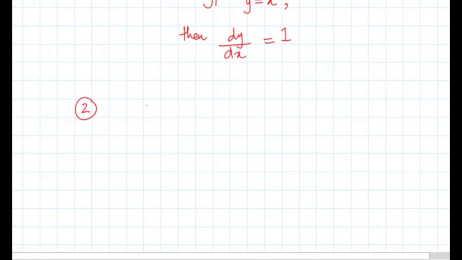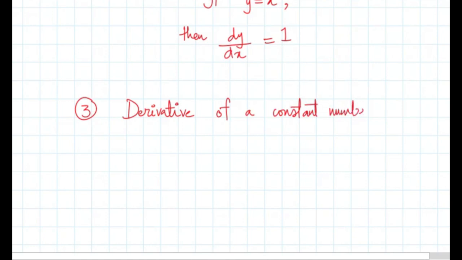The next rule says that the derivative of a constant number, this is our third rule, that is 0. So for example, if y equals some number, maybe 5, then dy over dx of 5 is just going to be 0.